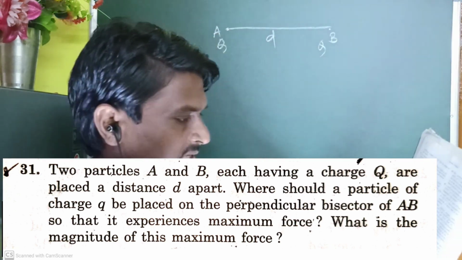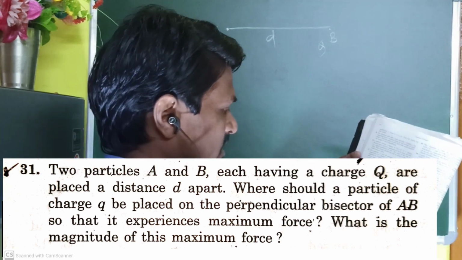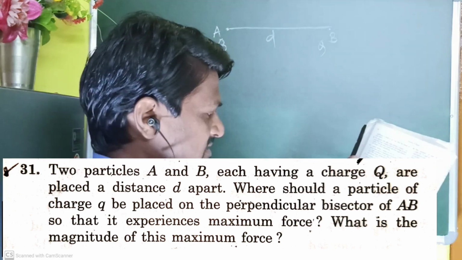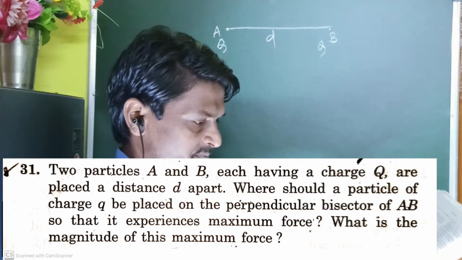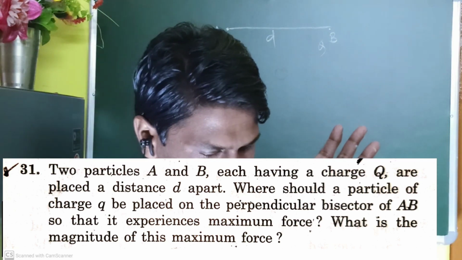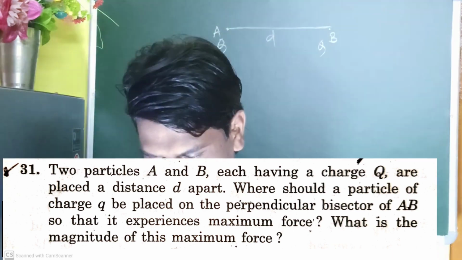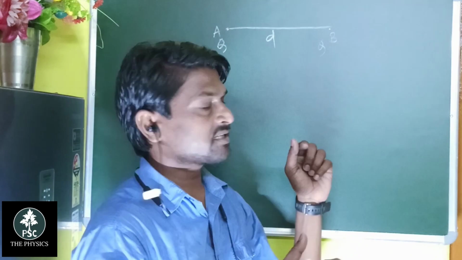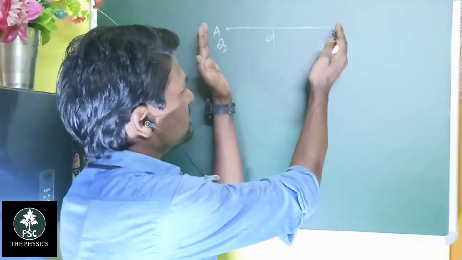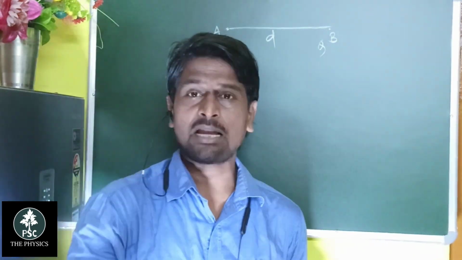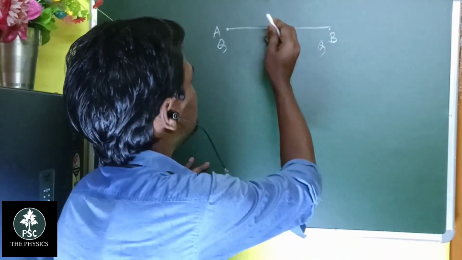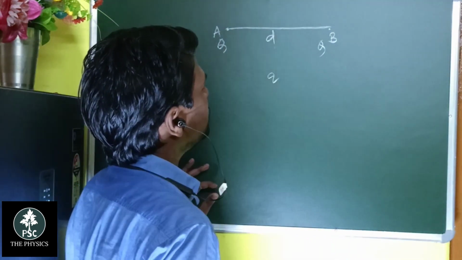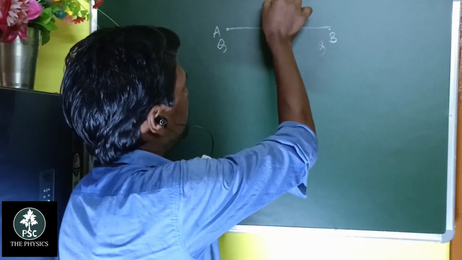Where should a particle q be placed on the perpendicular bisector of AB so that it experiences maximum force, and what is the magnitude of this maximum force? So students, there are two charges Q and they are separated with a distance d, and you have to place another charge q on the perpendicular bisector.